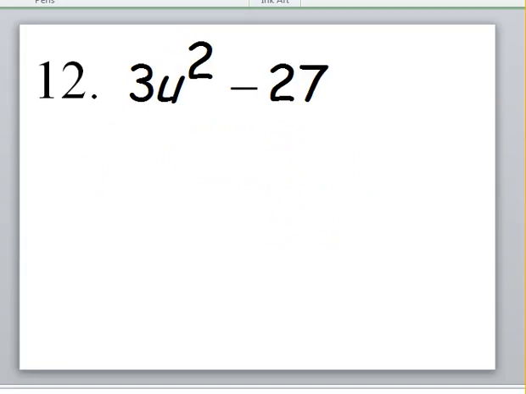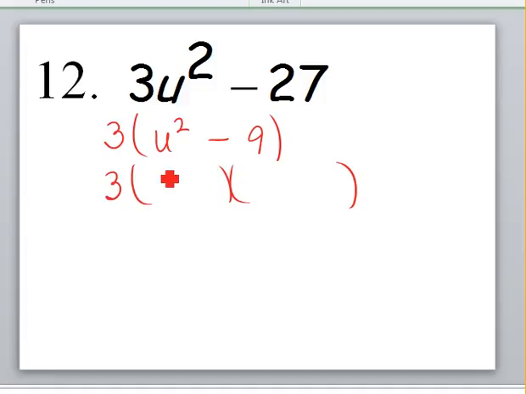Next problem, look for your greatest common factor. Greatest common factor is 3. 3 times u squared is 3u squared, minus 3 times 9 is 27. 3 stays out front. This is another difference of squares. u times u, 3 times 3. The way I get that zero term is with a minus and a plus.